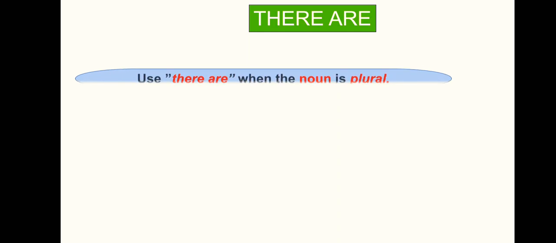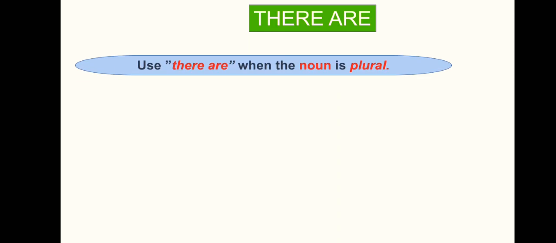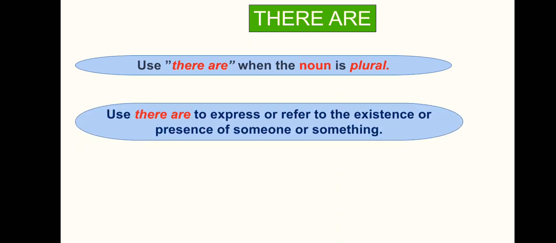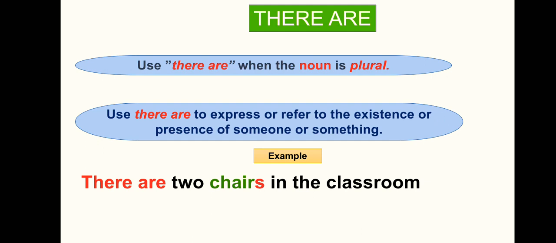There are. There are is the other part of this topic. This is going to be a plural one. So there are. Here you can observe a couple of definitions. Use there are when the noun is plural. Use there are to express or refer to the existence or presence of someone or something. For example, there are two chairs in the classroom.